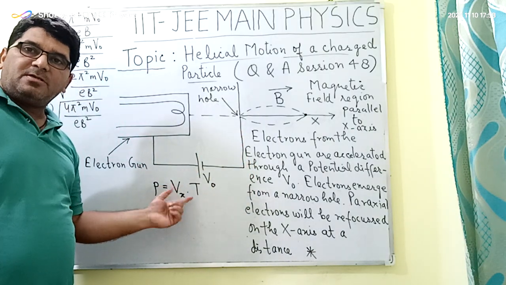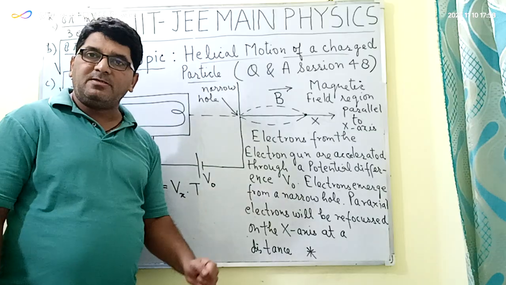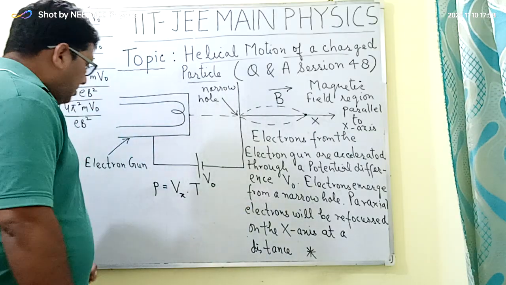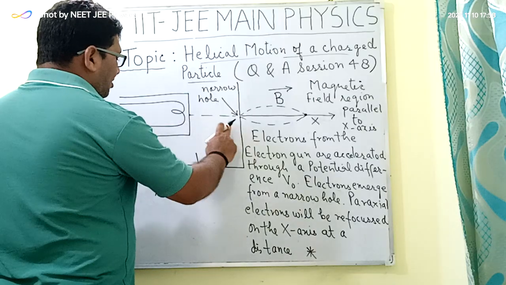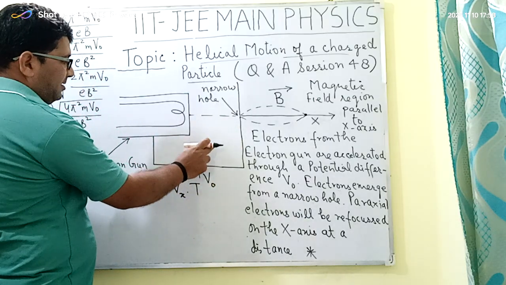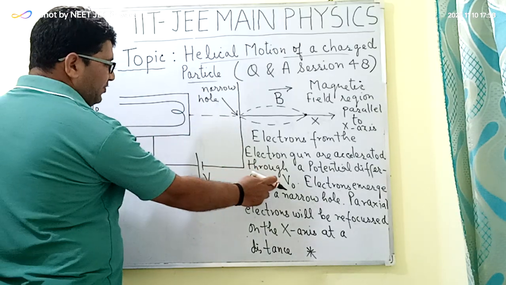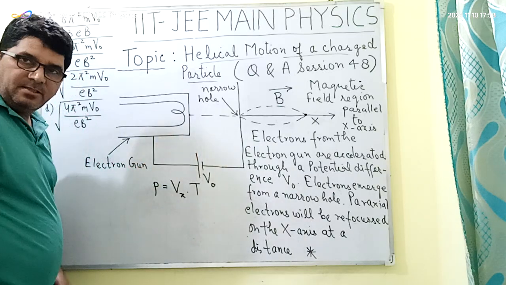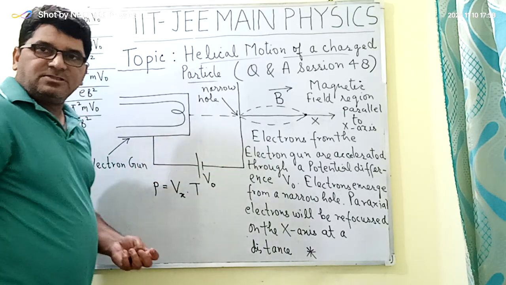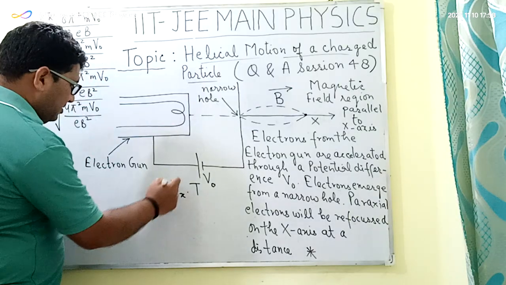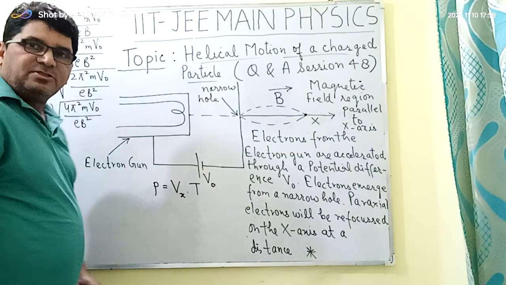this linear distance in one complete revolution. So here we have to find the value of Vx. Here the electrons are accelerated through a potential difference of V0 from this electron gun. So by using the work energy theorem, which states that the change in the kinetic energy is equal to work done, the initial kinetic energy of the electron is 0.